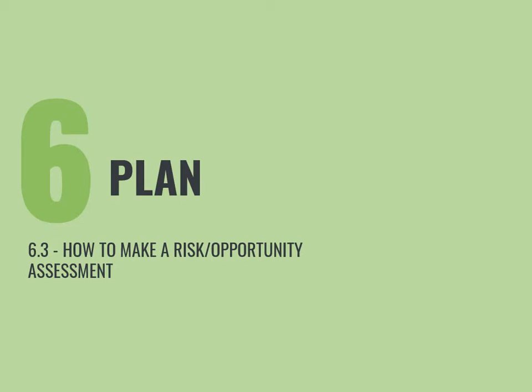Subchapter 6.3: How to Make a Risk Opportunity Assessment. Now let's proceed and see in detail how the risk opportunity assessment has to be made. This is a quite practical subchapter, so after a very brief introduction, you will see the pencil and wrench symbol on top.